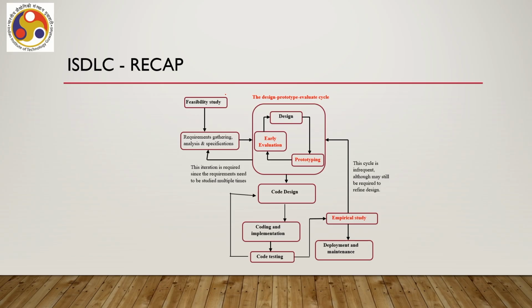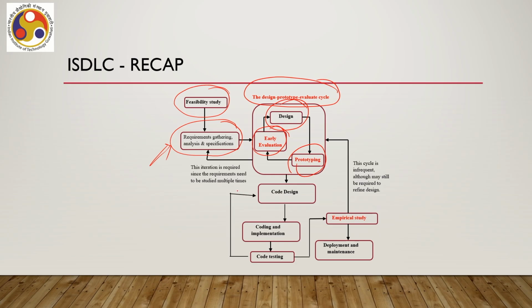Just to put the matters into perspective, let us quickly recollect the overall interactive system development life cycle. We have the feasibility study stage, then requirement gathering, analysis and specification stage. This one we discussed earlier. Then we talked about the design, prototype, evaluate cycle, where we primarily focus on interface and interaction design. So, the design stage we talked about earlier, and the prototype and evaluation, these two stages we talked about in the previous parts of this lecture.